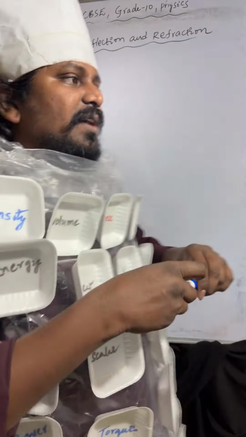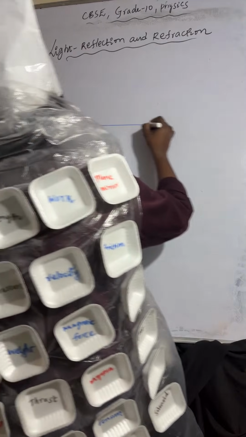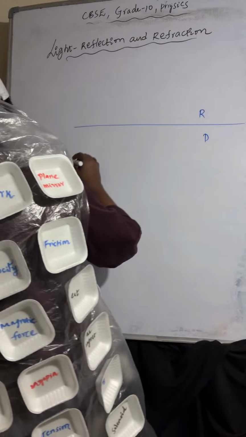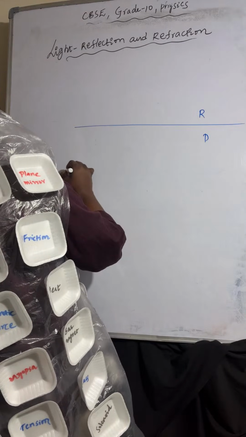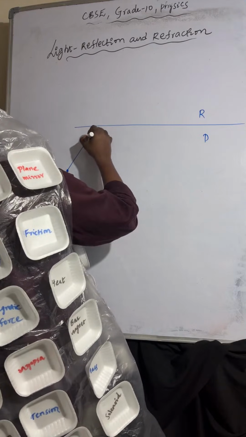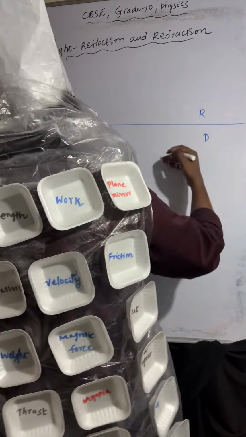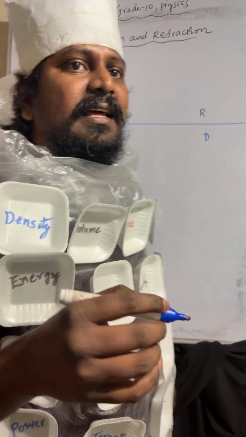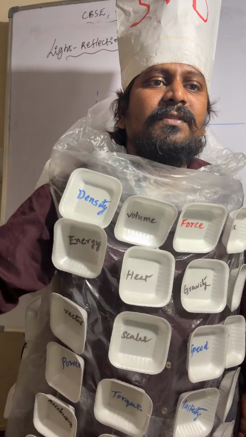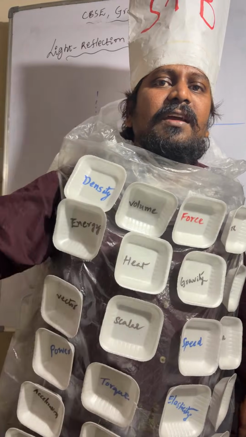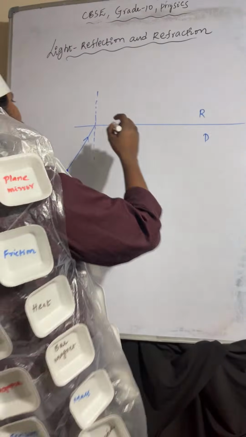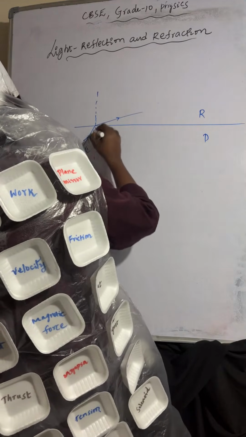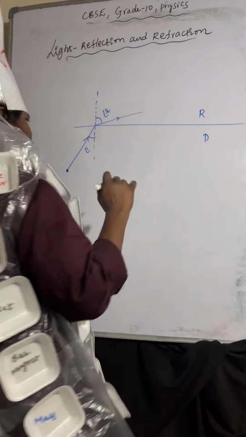And one more point you can observe here. This is the rarer medium, and this one is the denser medium. I am taking this source, and the light ray is coming from the source. When the light ray is moving from denser to rarer, at the interface of the two media, the light ray moves away from the normal line. So this is the angle of incidence and this one is the angle of refraction.